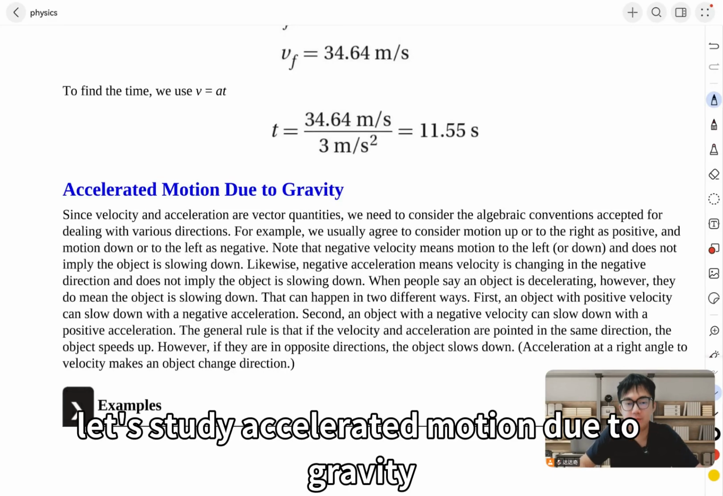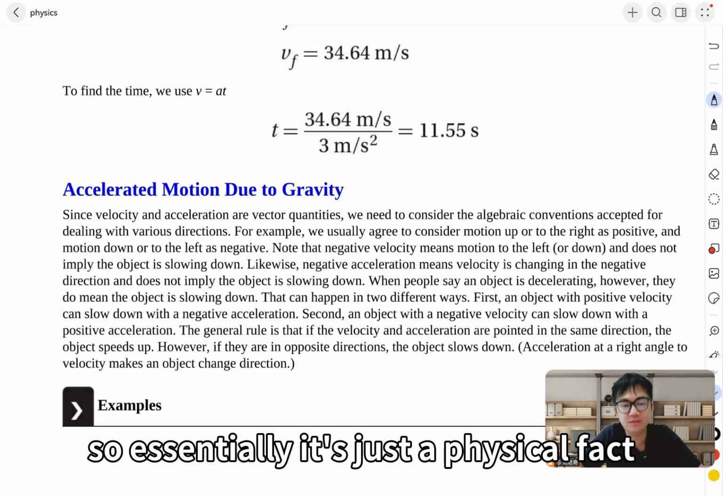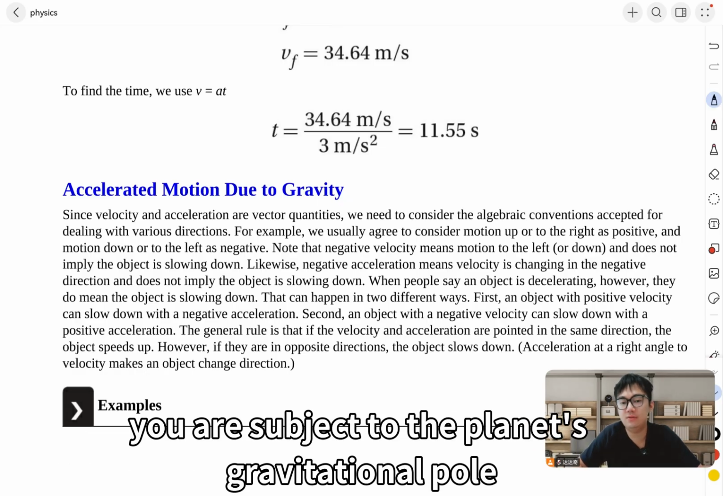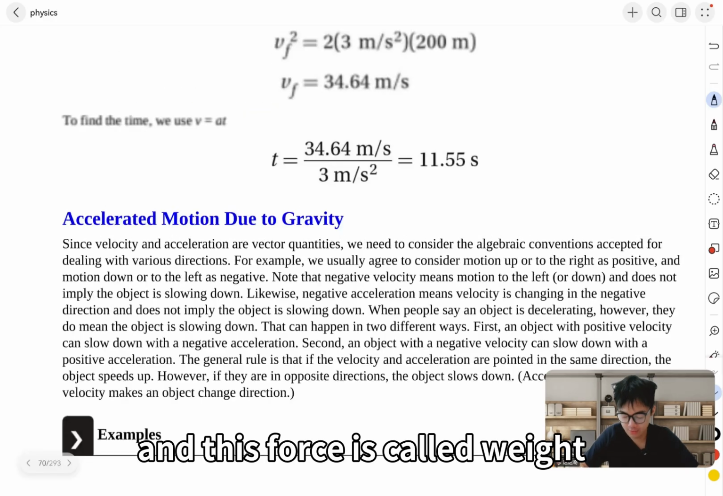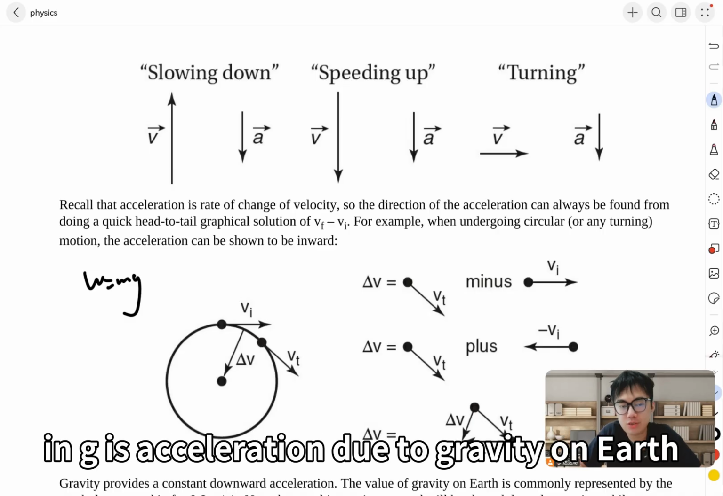Let's study accelerated motion due to gravity, which is also called free fall. So essentially, it's just a physical fact. As long as you're on Earth or on any planet, you're subject to the planet's gravitational pull, and this force is called weight. W equals mg. This is weight, and g is acceleration due to gravity on Earth.